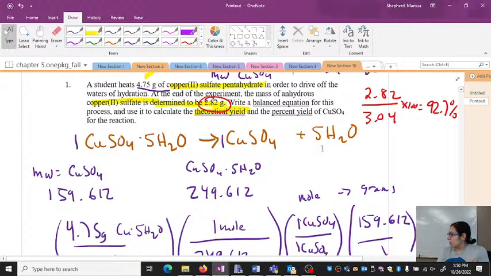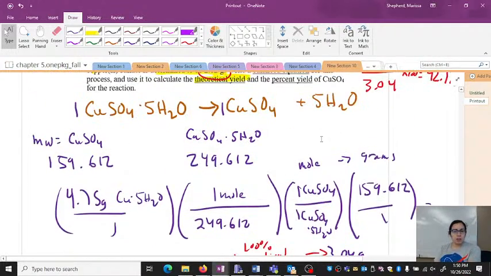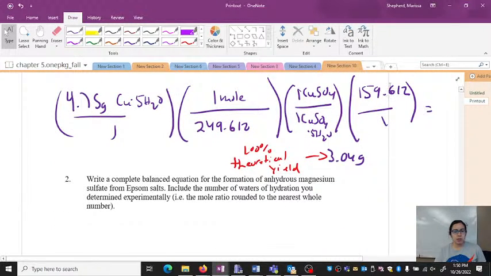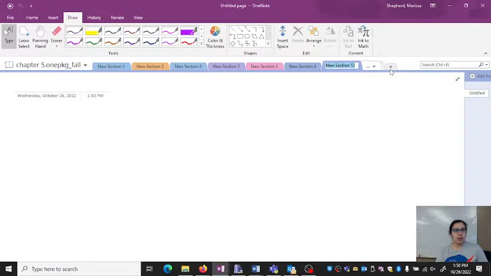So does that make sense how to approach this problem? So don't let it freak you out. Just do your mole ratios, do your stoichiometry. And then as you practice, you might see different little tricks. And so the other way to do this, let me just start a new page. So alternative method.